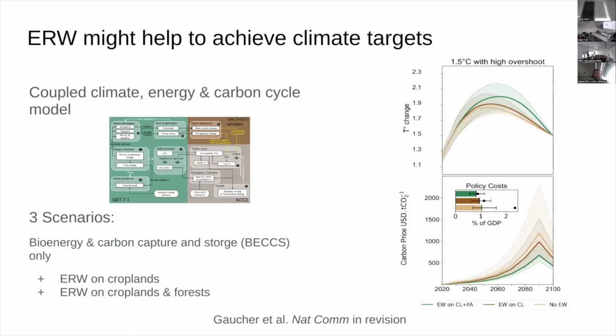We also looked if this is enough to reduce the pressure on land needed for BECCS, for bioenergy plantations. So we used here not Orchidea, but a simple coupled climate, human energy, and land surface model. So it's basically an emulator of more complex models. And we did simulations for a 1.5 warming scenario, where we assume that by the end of the 21st century, a warming of 1.5 degree is reached. You can see this on the top plot.